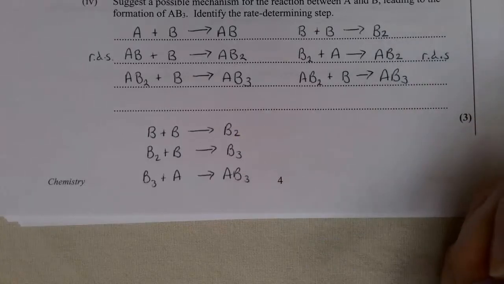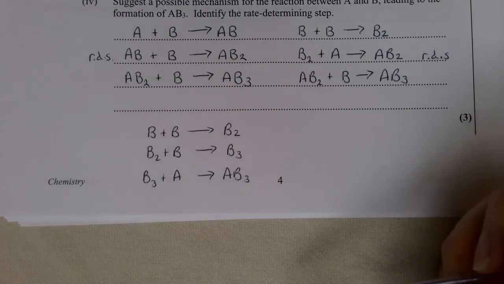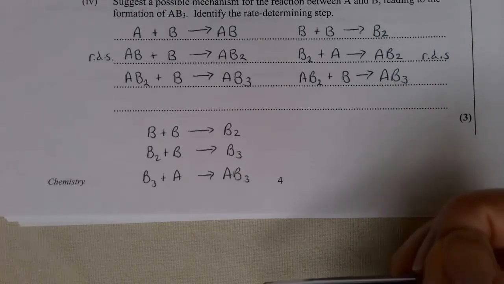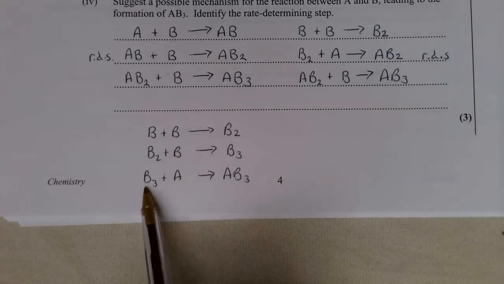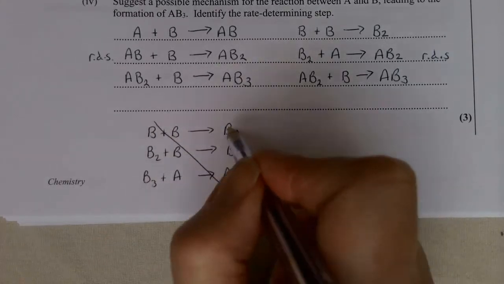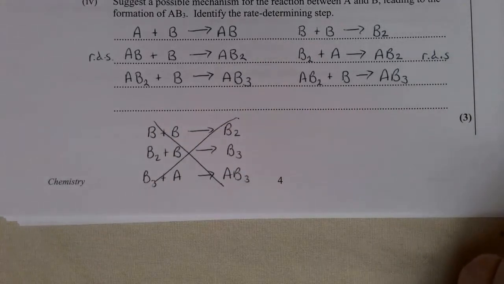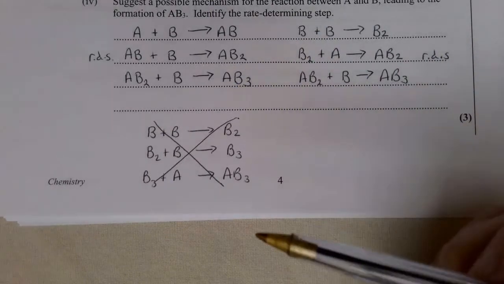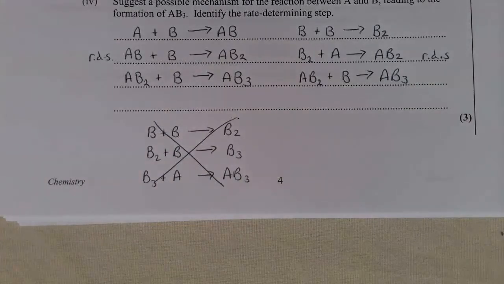This last series that I've drawn out is not a possible mechanism. The reason it's not a possible mechanism is because there is no step in here which involves 1A and 2 B's. I have an A and a B cubed, but I don't have an A and a B squared. So this is not a possible mechanism. These are the 2 most common answers, and either of those are perfectly acceptable.